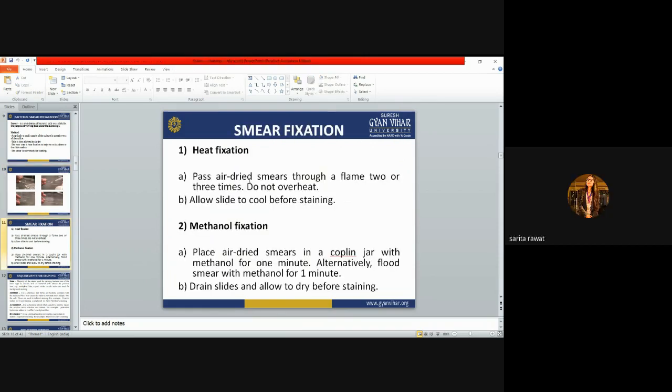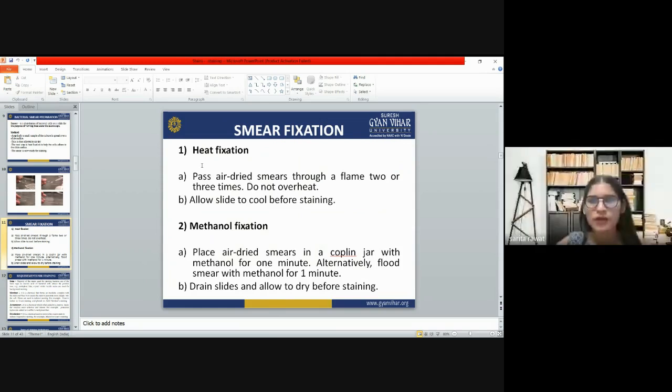Now, smear fixation. How can we fix our smear? First is heat fixation. This can be done by passing the air-dried smear through a flame 2 or 3 times. Do not overheat. We have to pass our slide over the heat 2 to 3 times so that it can dry. We do not have to overheat it, otherwise it can break. And allow the slide to cool before staining.